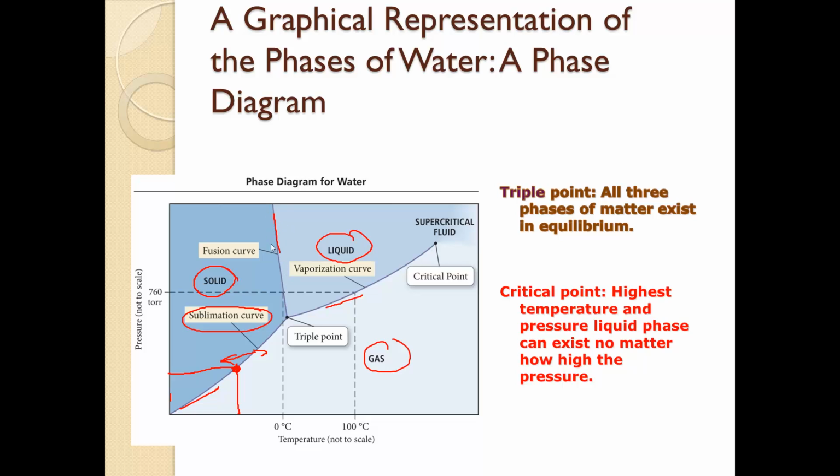Same with the liquid. Here's the fusion curve. Once you're at a specific pressure, you hit a specific temperature, and it's going to turn from a solid to a liquid, and vaporization as well. In the middle, you have what's called the triple point, which is where all three phases of matter exist in equilibrium. And on the upper right hand corner, you have the critical point, which is the highest temperature and pressure at which a liquid phase can exist, no matter how high the pressure. And that gives you an overview of the three states of matter.